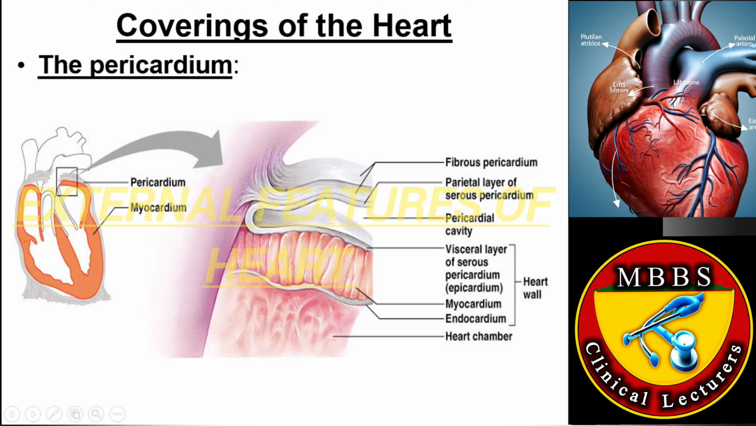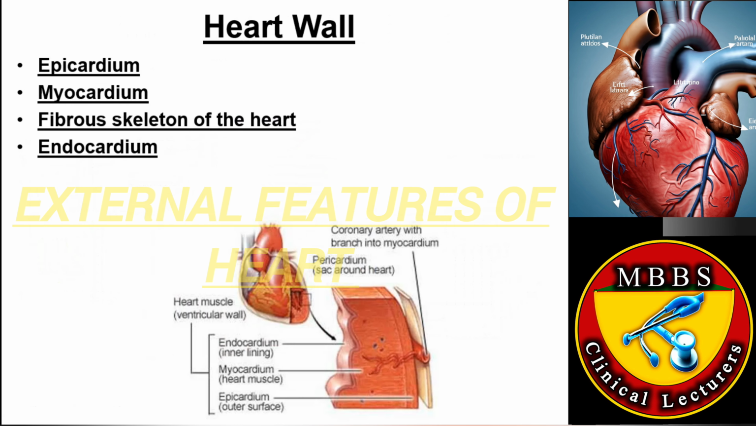Again, you can see here, this is the fibrous pericardium, this is the parietal layer of the serous pericardium, whereas this is the visceral layer of the serous pericardium. This is the myocardium, this is the endocardium, this is the heart chamber. The heart wall has been divided into the epicardium, myocardium, and endocardium. The epicardium is the visceral layer of the serous pericardium.